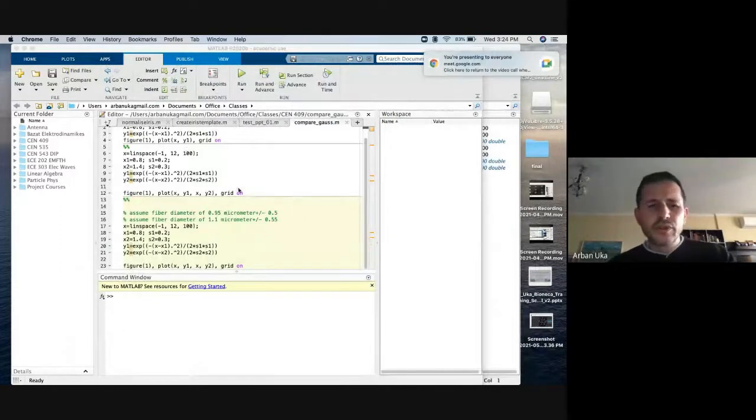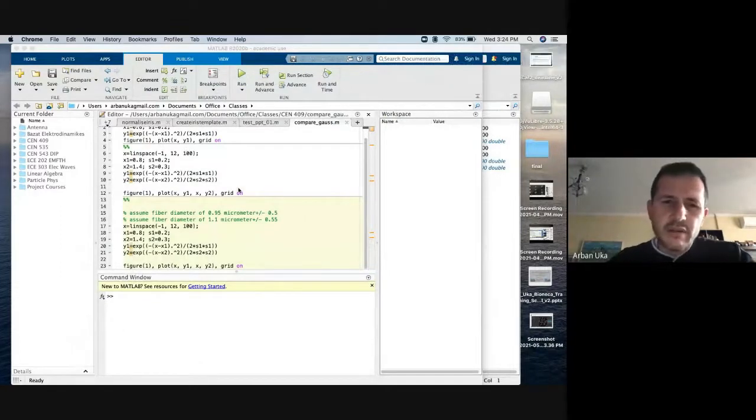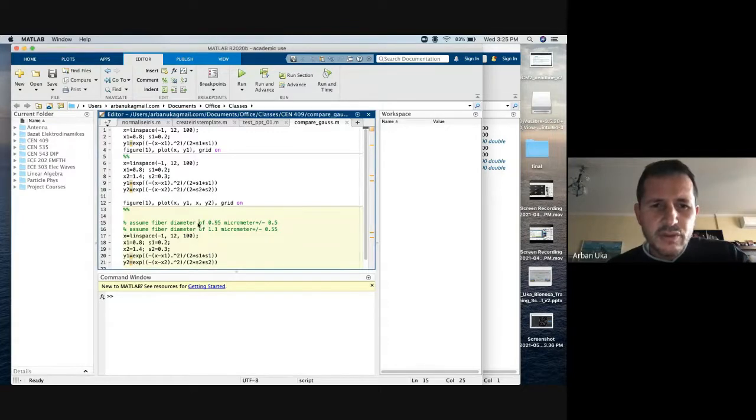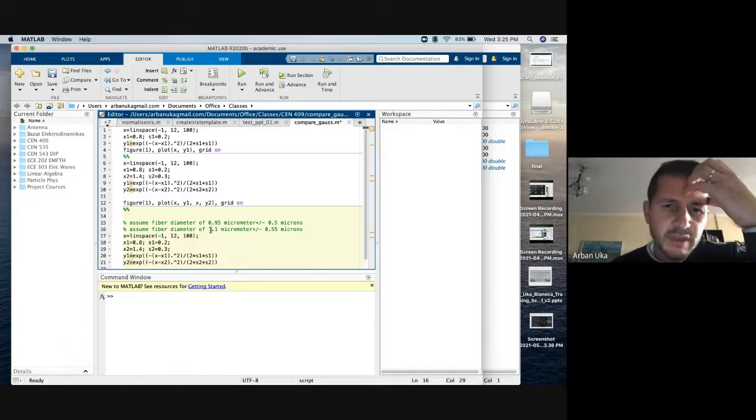So one of the homeworks, you had to compare the fiber diameter for different settings. Let's assume that we have a fiber diameter of 0.95 micrometers plus minus 0.5 microns. Let's write it like this. And another fiber setting has a diameter of 1.1 micrometers plus minus 0.55 microns.